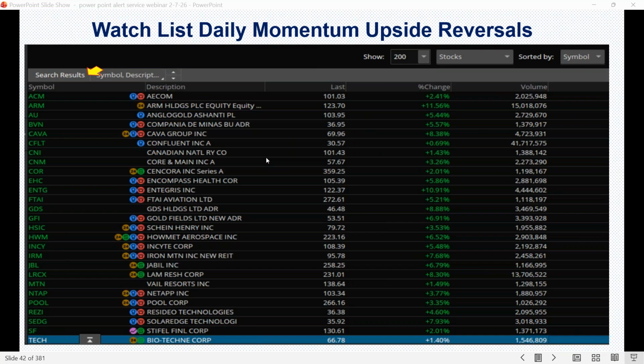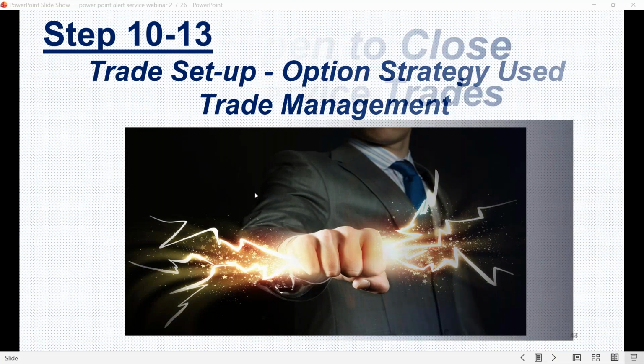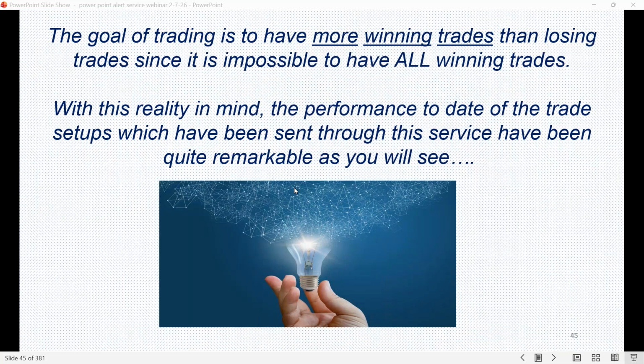Now, steps 10 through 13 are the trade setup. This is where I apply and add the option strategy to use based on the market condition, based on the market condition of uncertainty, the cycle trend, and momentum. So this is what my lead open and close trade alert service does. These are trades that I send out based on this process, to show you what it looks like when you put it all together.